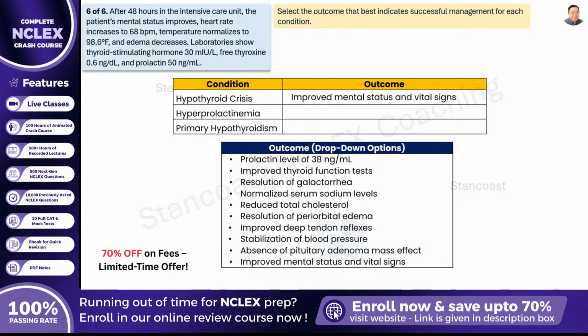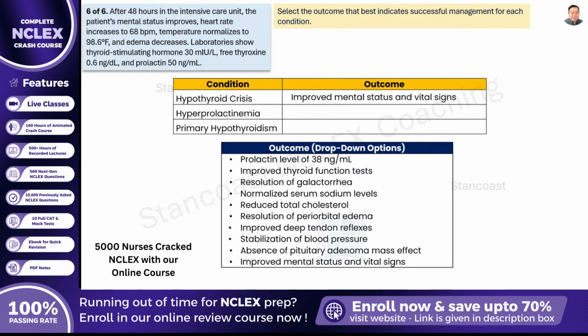If you selected stabilization of blood pressure, this is helpful, but the heart rate, the temperature, and the mental status will give us a better picture about the recovery of this patient.